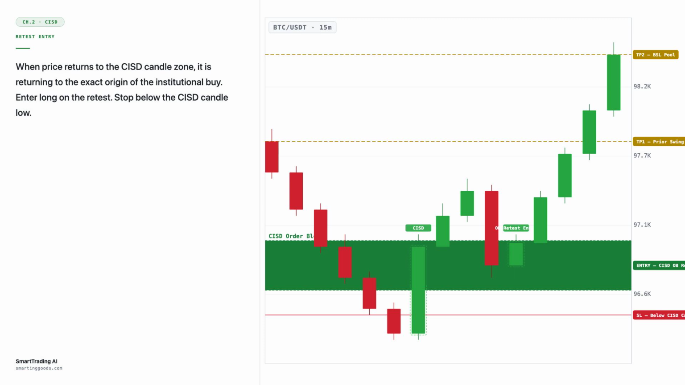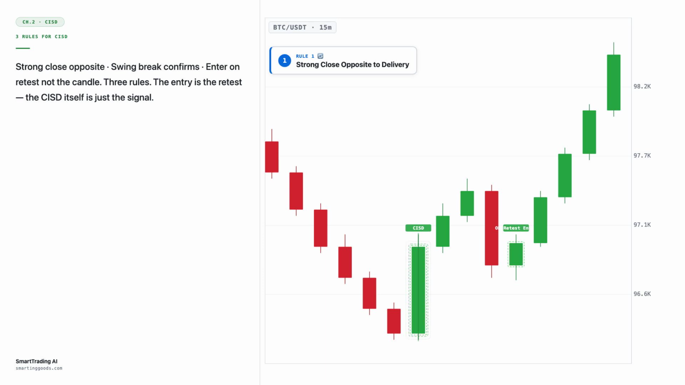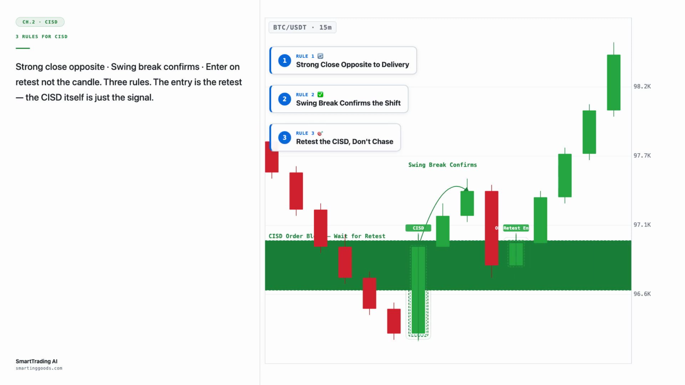3 rules for a valid CISD entry. 1. CISD candle must close strongly opposite to the prior delivery. At least 50% of the candle must close above the midpoint. No weak closes. A strong close shows conviction. 2. Must break at least one prior swing. The CISD candle alone is not enough. Price needs to follow through and break the nearest swing high to confirm the delivery has truly shifted. 3. Enter on the retest, not the CISD candle itself. Wait for price to pull back into the CISD order block. Chasing the CISD candle puts your stop too far away and destroys your risk-reward.